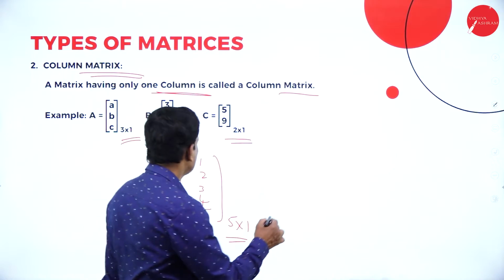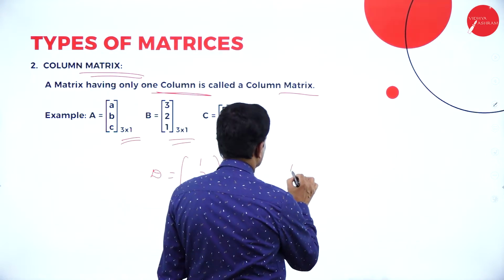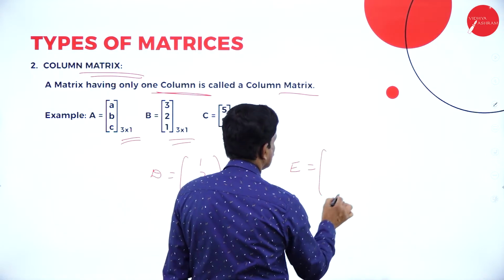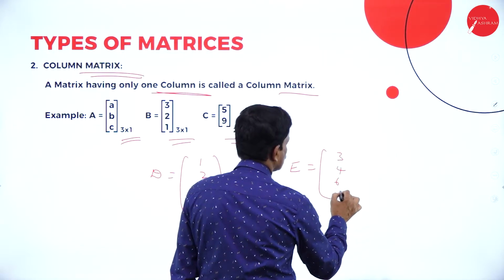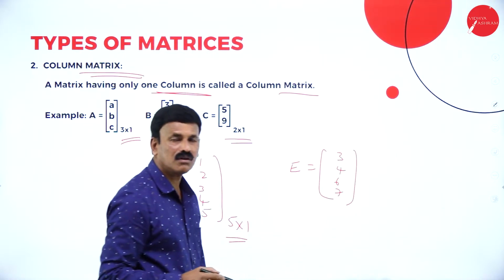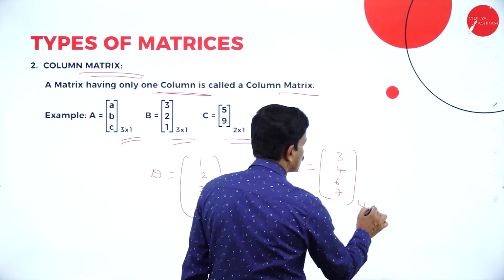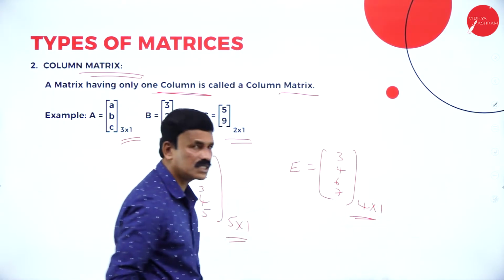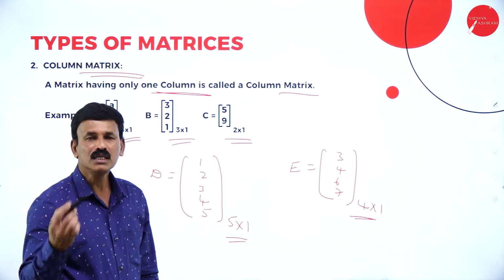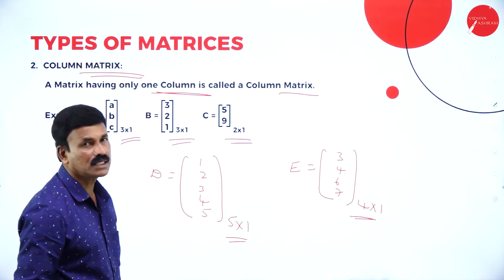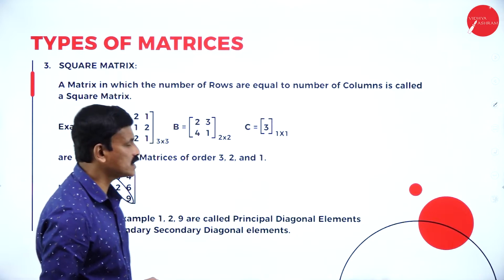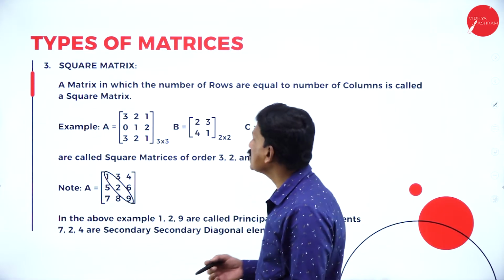Let us take another example, matrix A is equal to 3, 4, 6, 7. This is also a column matrix. How many rows does it contain? 1, 2, 3, 4 rows and only one column. That's it.